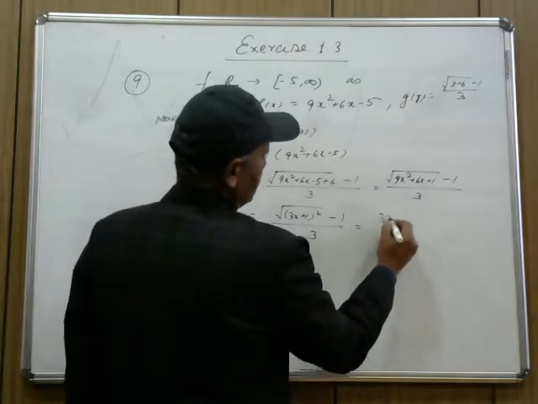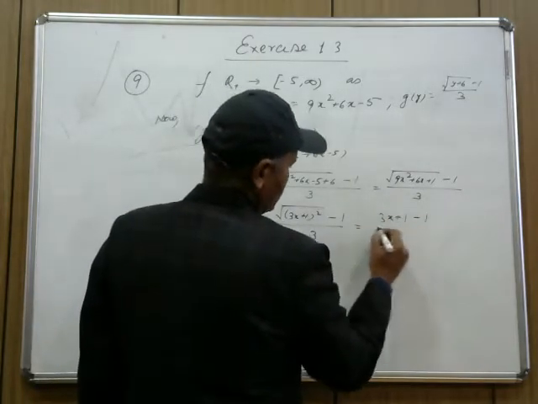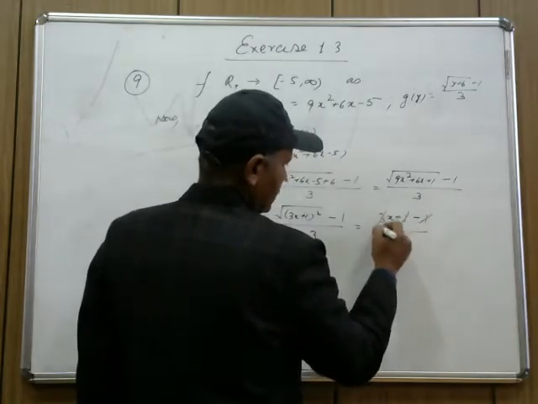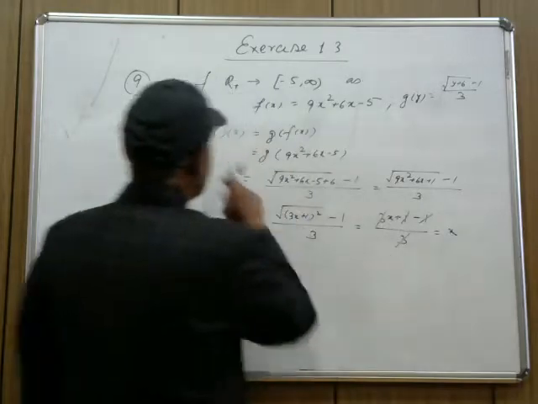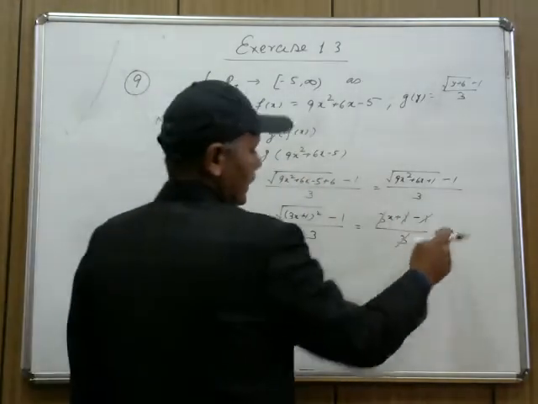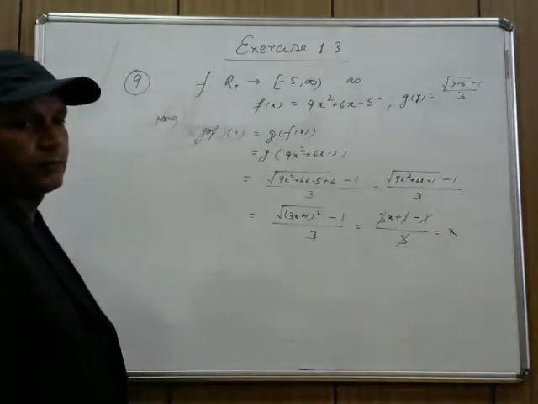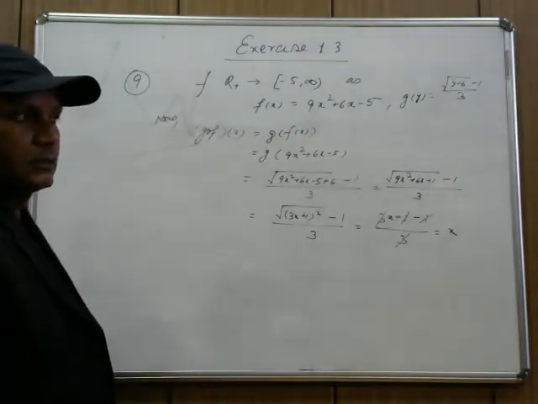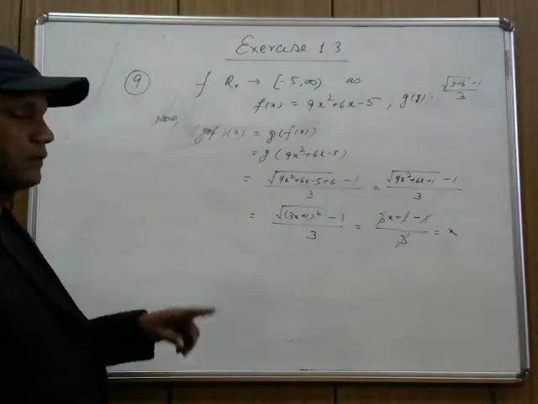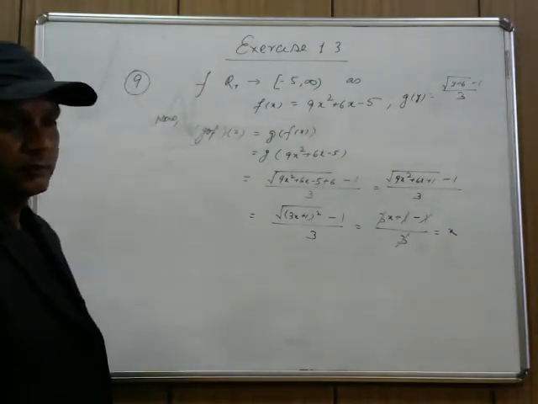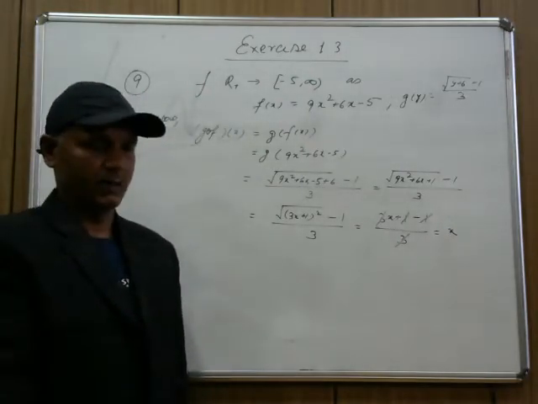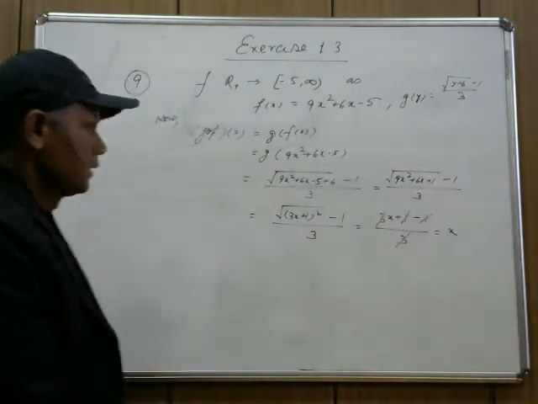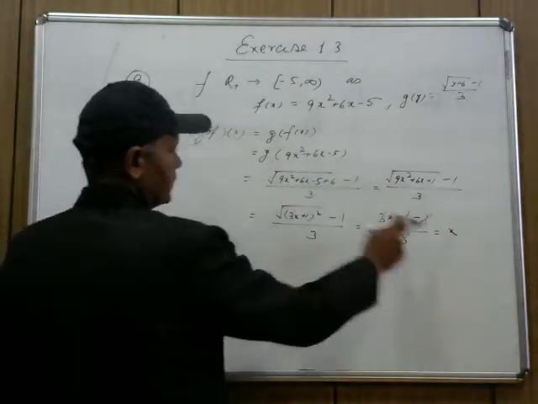That will give you 3x plus 1 minus 1 upon 3. Minus 1 and plus 1 cancel. 3 and 3 cancel, and we get x. So g of f of x is equal to x. If you remember, when I discussed the invertible function, we have g of f equal to I_A, and f of g equal to I_B, that is identity functions. If I put x here, I am getting x over here only, right? Therefore, g of f of x is equal to x.